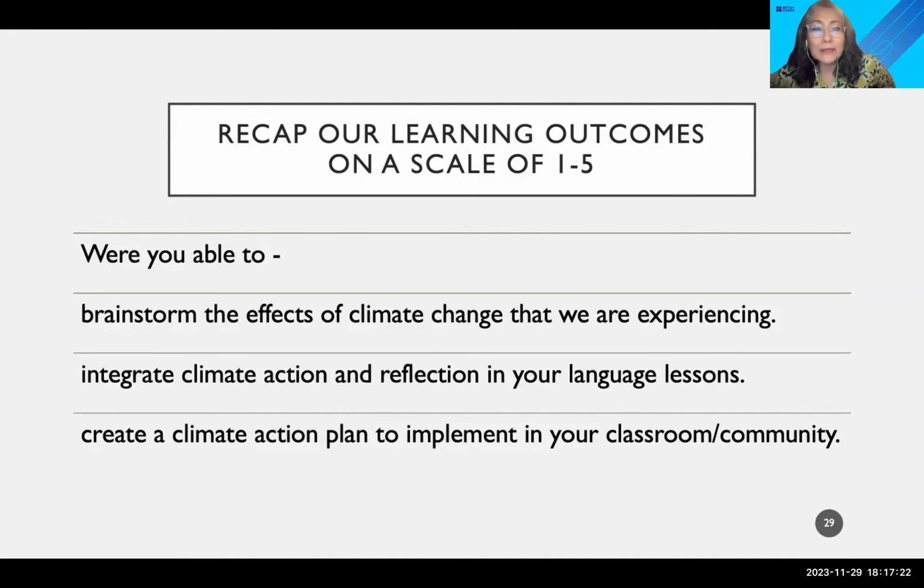So these were the learning outcomes that we had for our session. We went through 3 parts. One was the primary lesson, then was the secondary lesson, and then we looked at our climate action plan. I want you to reflect on this session and type on a scale of 1 to 5, where do you think you were in terms of achieving our learning outcomes? 1 is we weren't able to achieve them very well, and 5 is we were able to achieve them.